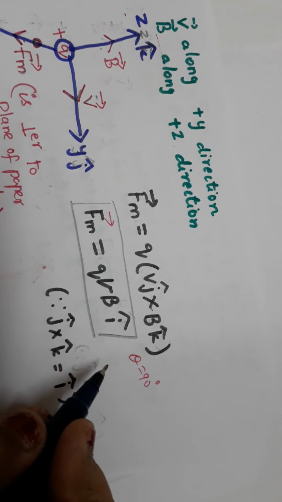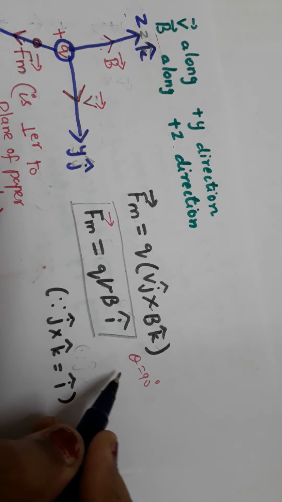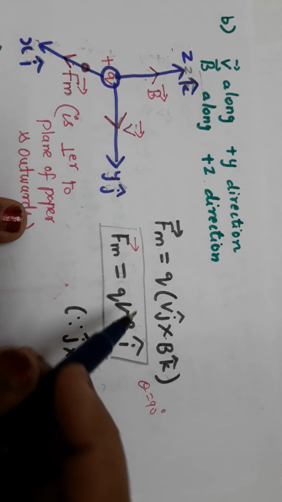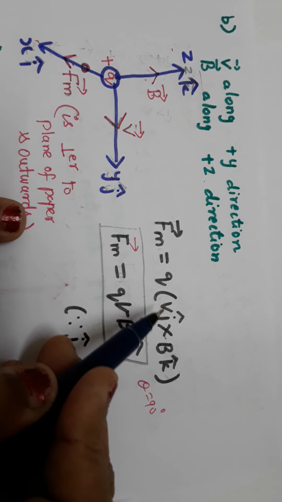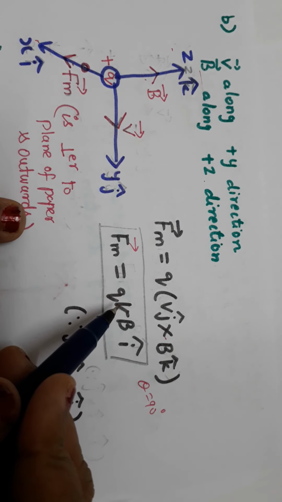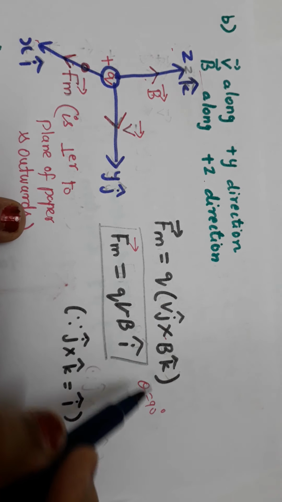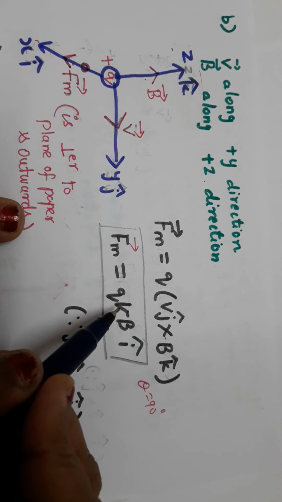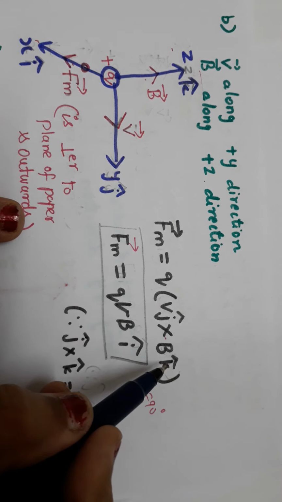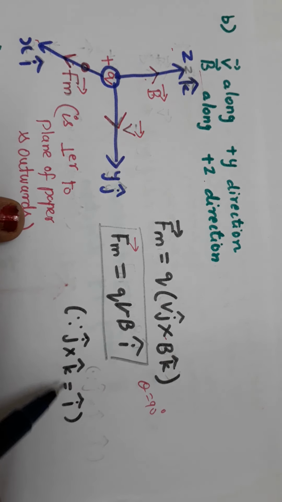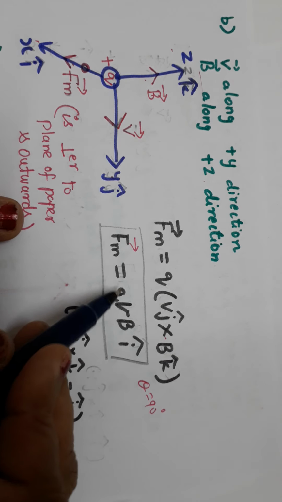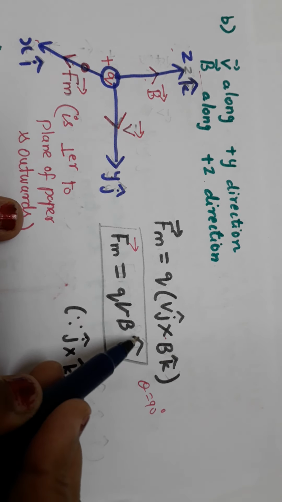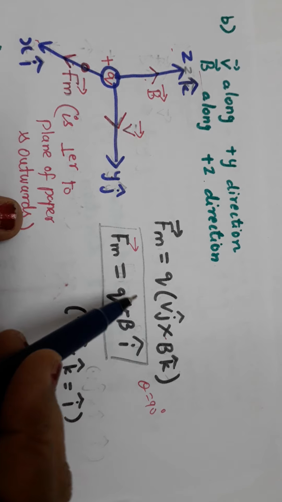So what will you write here? V cross B, that is QVB sin theta, and sin 90 is 1. So you will get BQV. In which direction is it acting? You know j cross k is i cap, right? So BQV i cap. So Fm vector is equal to BQV i cap.